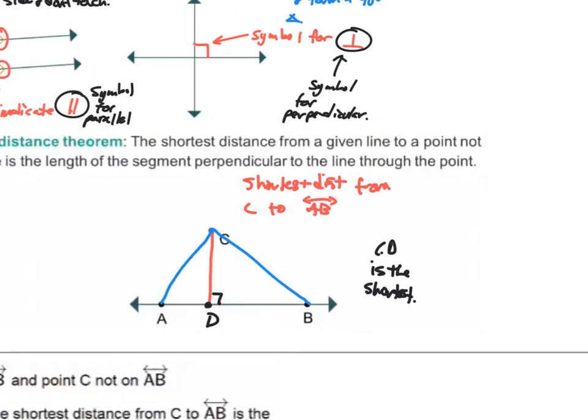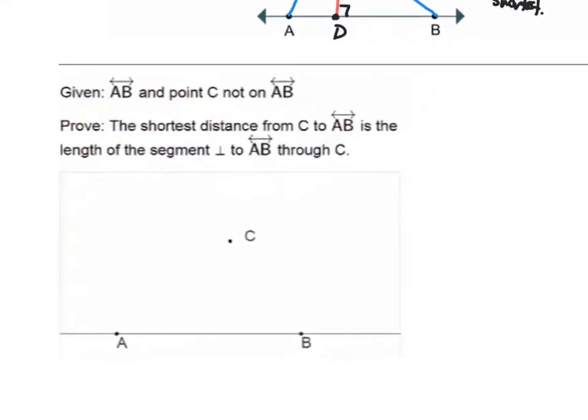Okay, so now let's take a look at this proof here, and let's prove this. We want to prove that the shortest distance from C to AB is the length of the line segment perpendicular to AB through that point C. So let's just draw an arbitrary line here from C to AB, and I'm going to put a right angle in there.